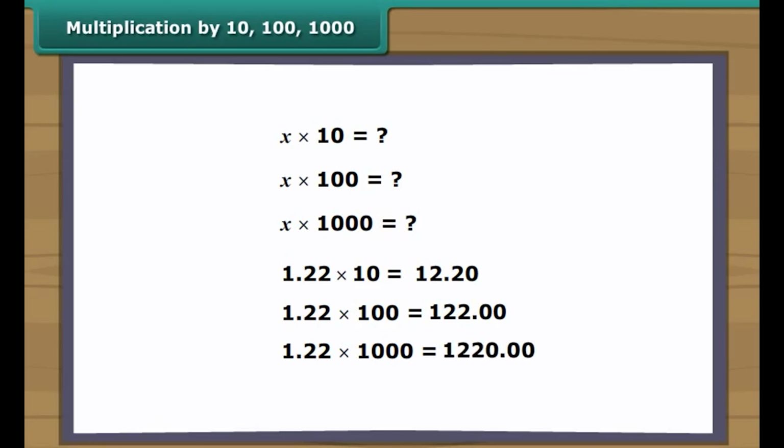We observe that when a decimal number is multiplied by 10, the decimal point shifts to the right by 1 place. However, the digits remain the same as in the decimal number. Similarly, if a decimal number is multiplied by 100 and 1000, the decimal point shifts to the right by 2 and 3 places respectively.